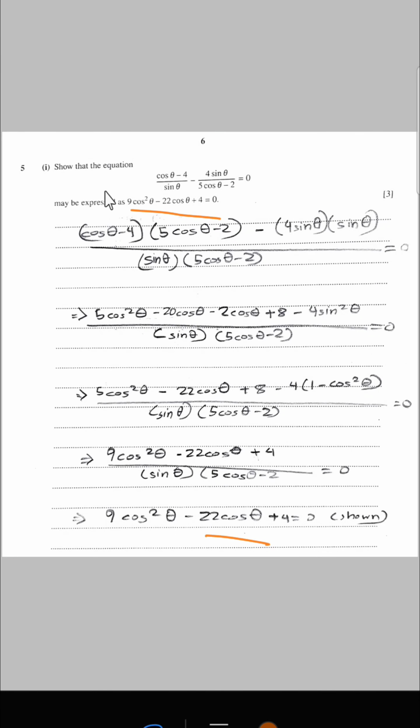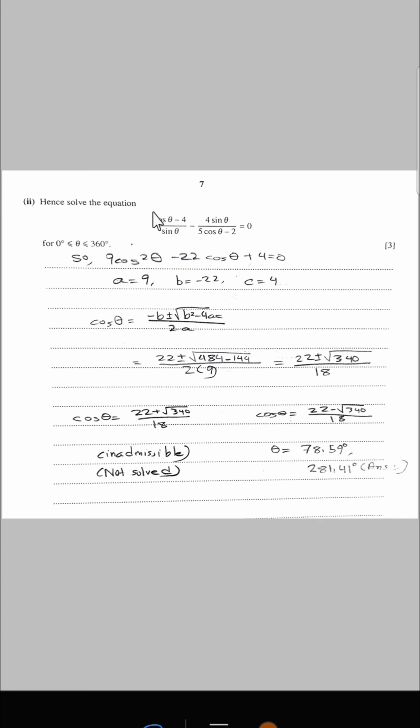5.1. Show that this expression may be expressed in the form of this equation. To express this equation in the form of this expression, we just need to solve it. I have actually done that, and shown that this expression can be shown as this. Hence, solve the equation. So we have to solve the equation.